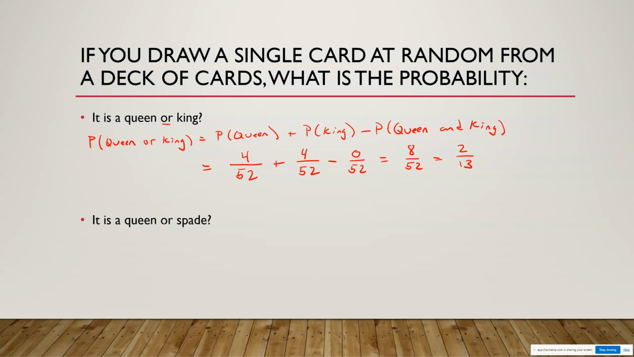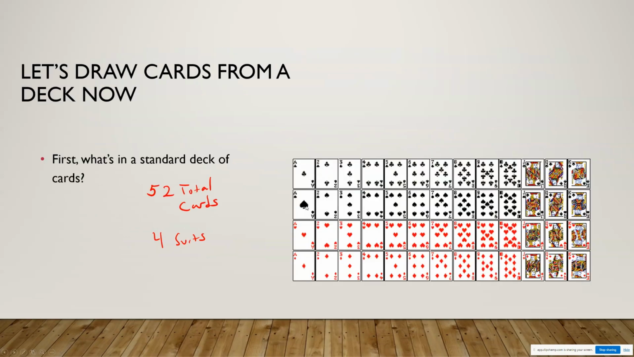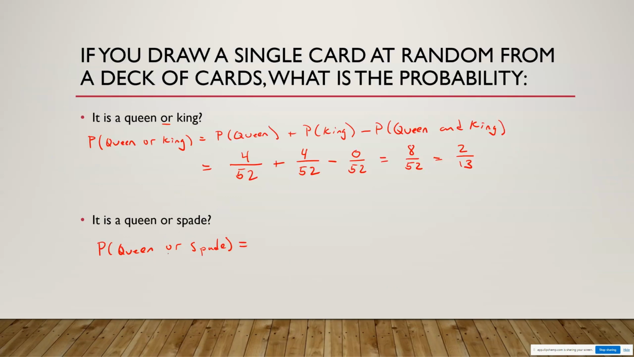But now let me ask you this question. What's the probability you get a queen or a spade from the deck of cards? Can you get a card that is both a queen and a spade? Yes, it's right here, the queen of spades. So you've got to take that into account when you compute this probability. The 'or' right here tells me it's going to be the general addition rule. So I want the probability of a queen plus the probability the card you draw is a spade minus the probability the card is a queen and a spade.